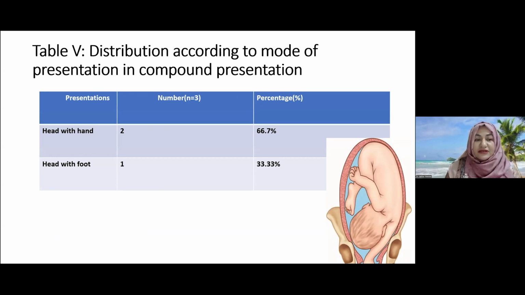Distribution of the cases according to presentation in compound presentation. In case of compound presentation, head with hand was 66.7% and head with foot was 33.33%.